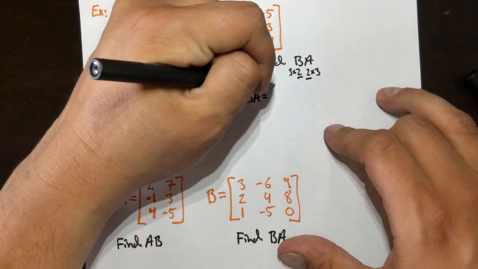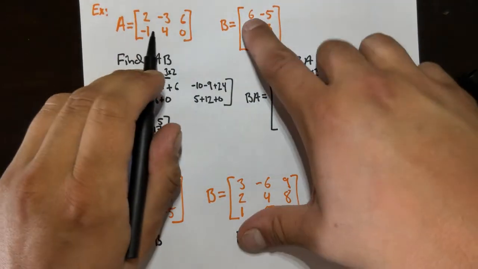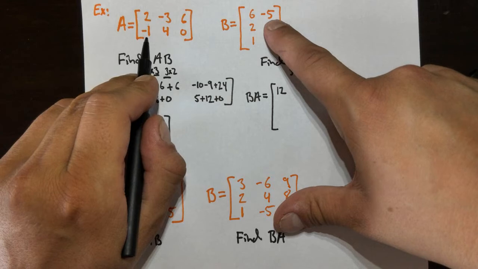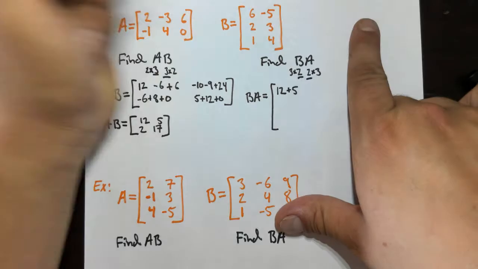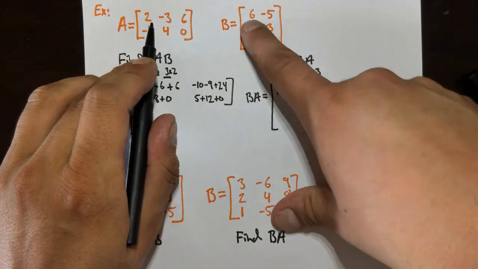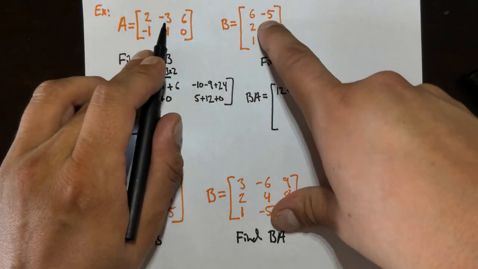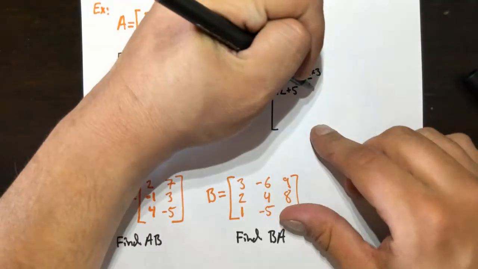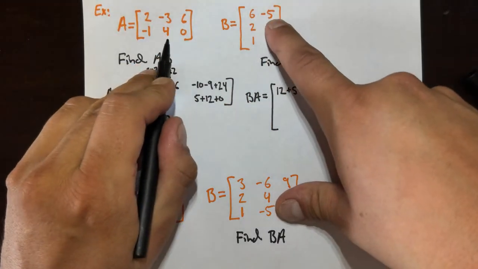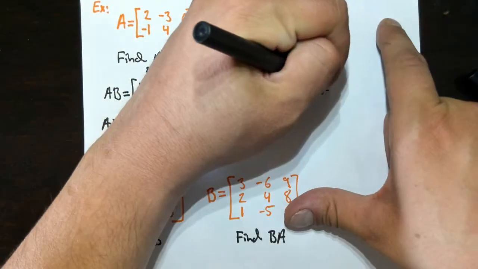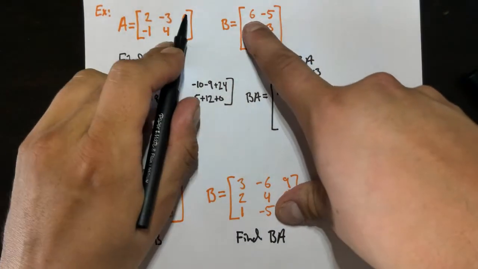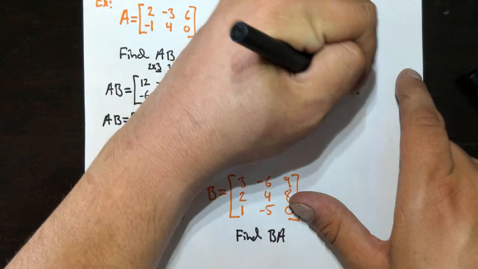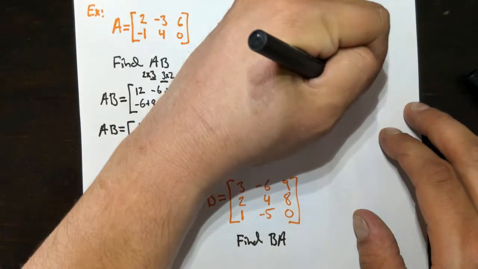So, 6 times 2 is 12. And then negative 5 times 1 is a positive 5, so plus 5. And then let's do the same thing to the second column. So first row still of B, second column of A. We have 6 and negative 3 is negative 18. And then negative 5 and 4 is negative 20. And then finally do the same thing, first row with the third column now. 6 times 6 is 36. Negative 5 times 0 is 0.